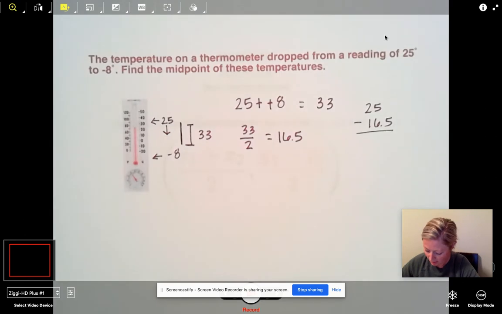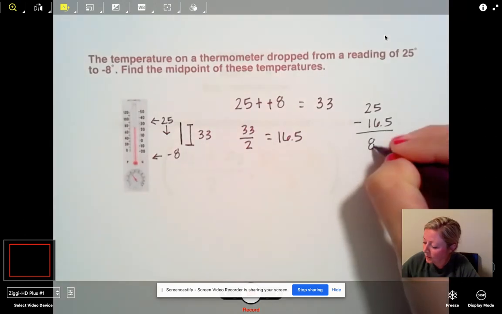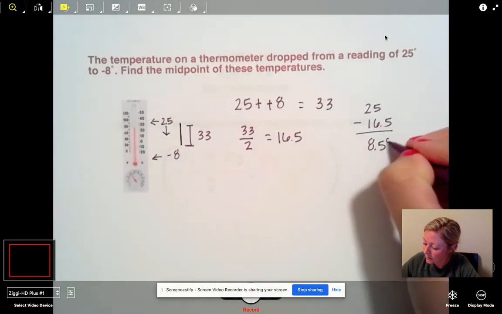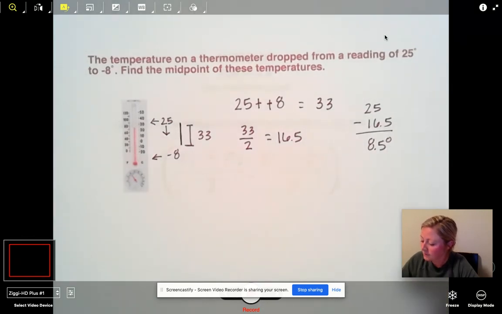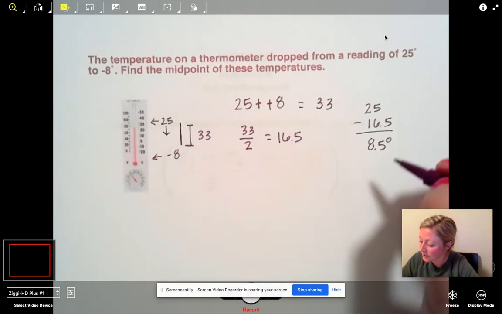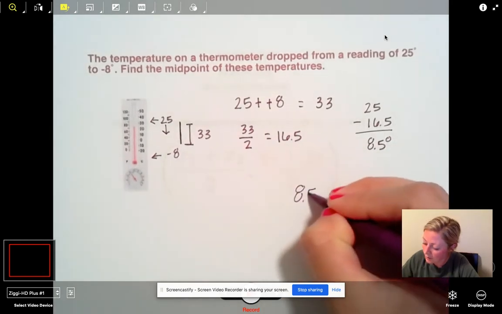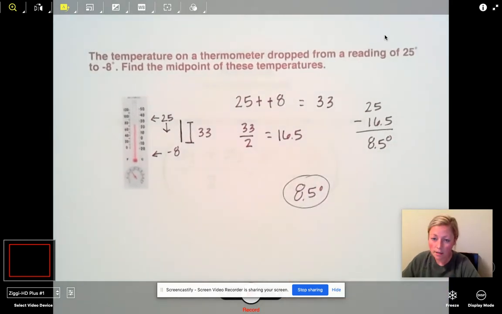You should get, my brain's not working, guys, so 8.5 degrees. So the midpoint between 25 degrees and -8 degrees is 8.5 degrees. Now there is more than one way to do it. That's how my brain thought of it. You do you, and you should be good to go.